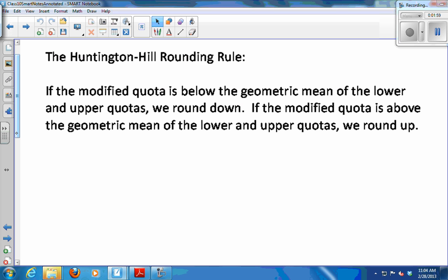The Huntington Hill rounding rule says if the modified quota is below the geometric mean of the lower and the upper quota, then you round it down. And if the modified quota is above the geometric mean, you round up. With Webster's, we have this consistent cutoff of 0.5. Above 0.5, round up. Below 0.5, round down. And that's the cutoff all the time. Now our cutoff is going to be moving, like a moving target. You have to calculate the cutoff before you can round, and the cutoff is the geometric mean of the lower quota and the upper quota.